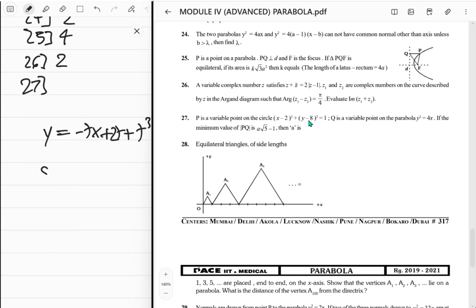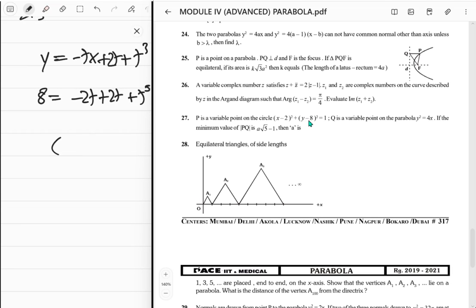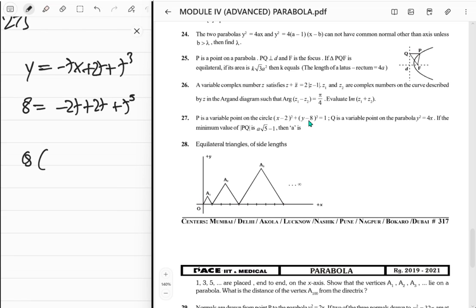So 8 is equal to negative 2t plus 2t plus t cube. That means t has to be 2, so point Q is just t equal to 2. That just means 4 over here, and we got t square is 4 once again, right? And P is any point. Okay, I get that. PQ minimum value, of course.